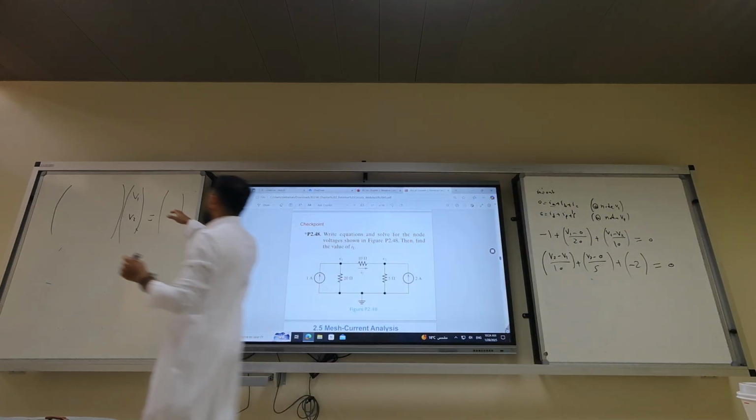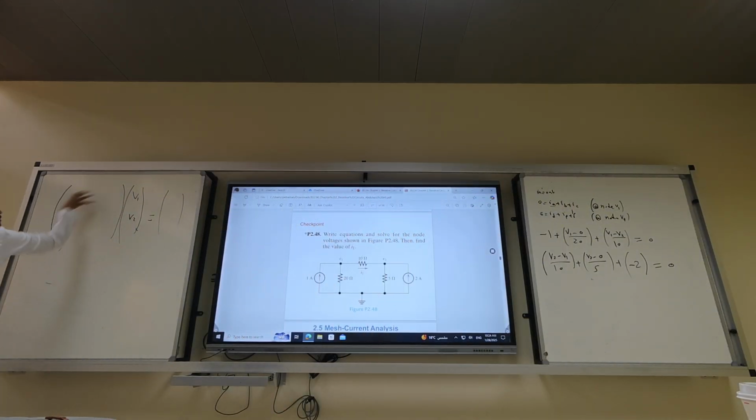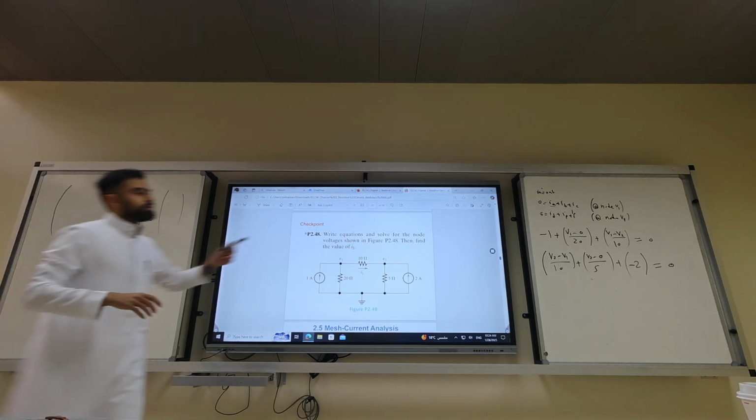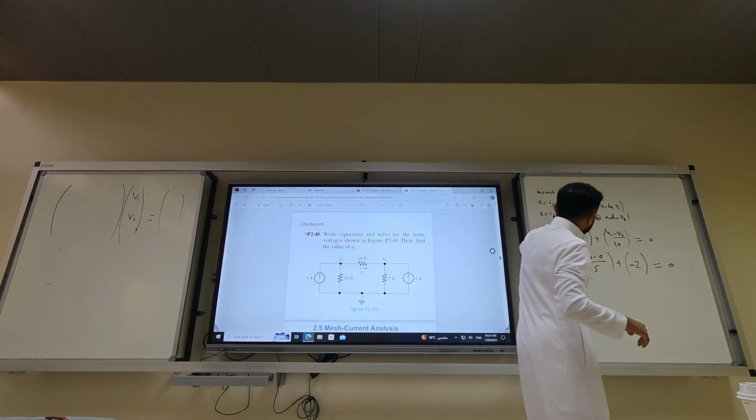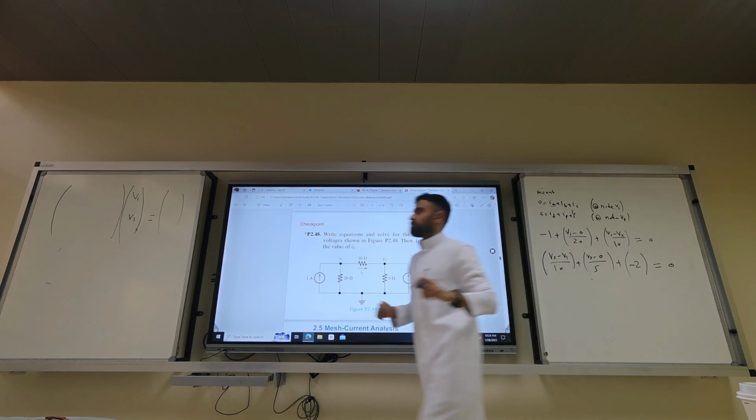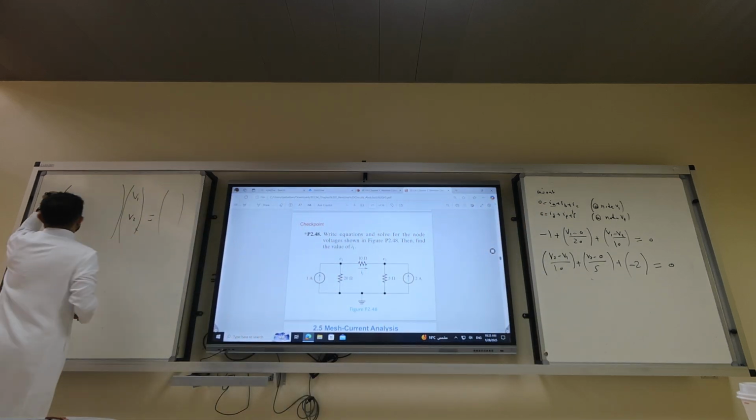Now, okay, we have 1, 2, 3, 4. What is the coefficient of V1? 1 over 20 plus 1 over 10. 0.3, right? 0.15.